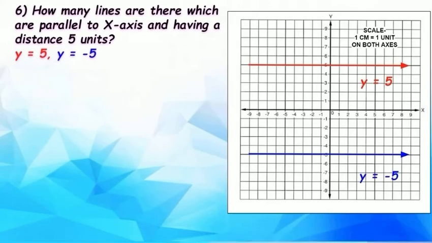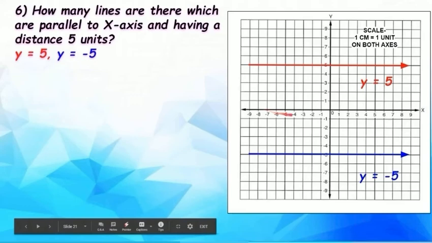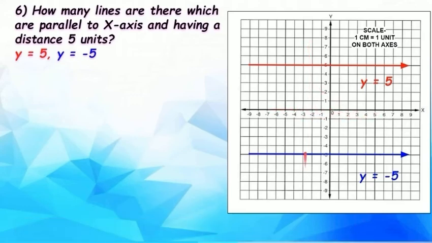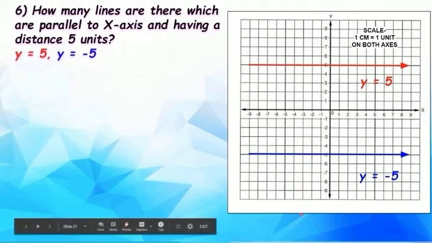The next question, number 6, says how many lines are there which are parallel to the x-axis having a distance of 5 units? Now we have to imagine one or more lines which are parallel to the x-axis. So if this is our x-axis, the line will lie either here or here, either above the x-axis or below the x-axis, because it's given that this line is parallel.